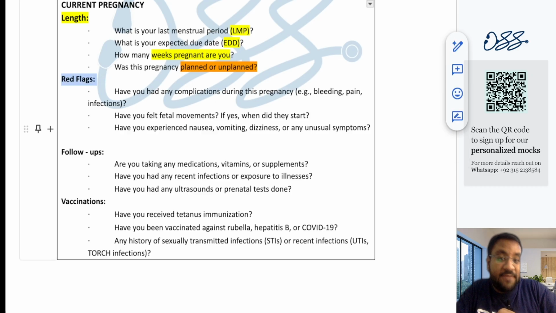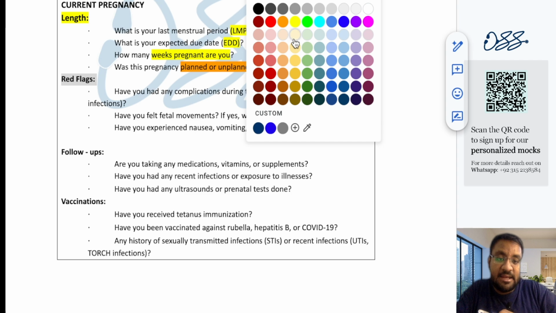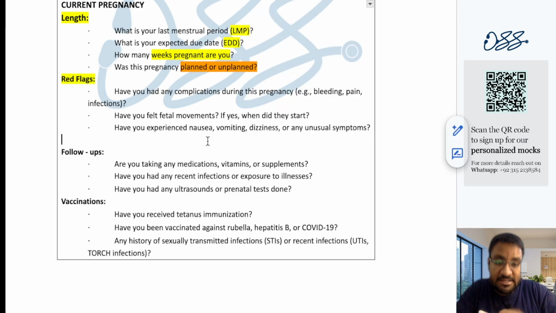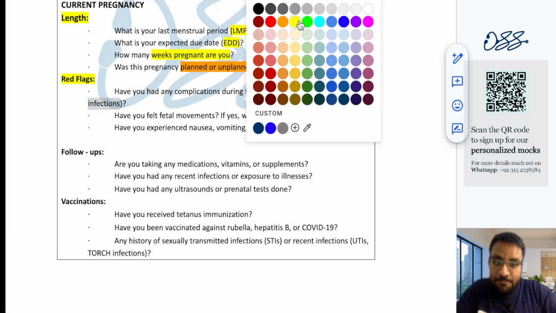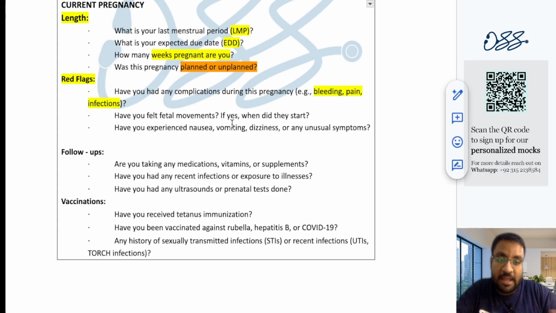Then you should be aware of the red flags that are there in a pregnancy, and you have to ask them. Like for example, have you had any complications during this pregnancy, like bleeding, pain, or any infection, which means any discharge? Somebody might be having some pain, can be because of pregnancy complications.